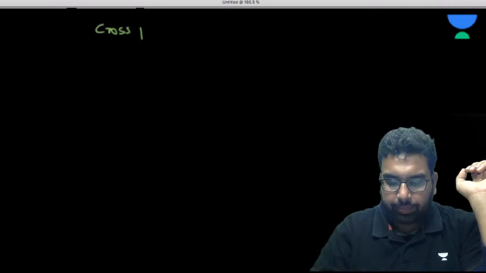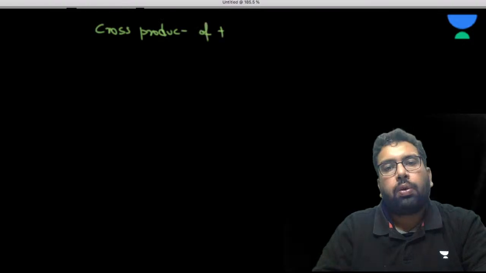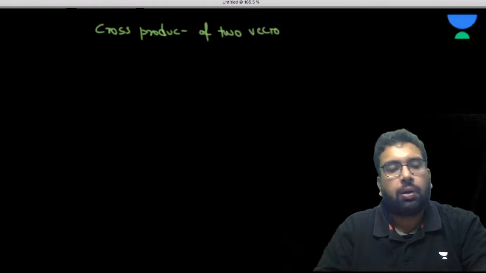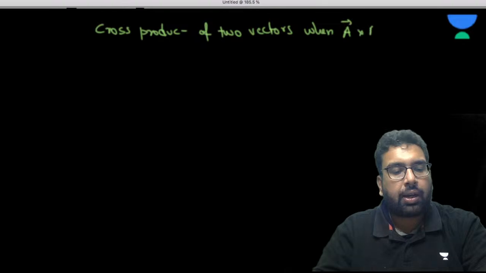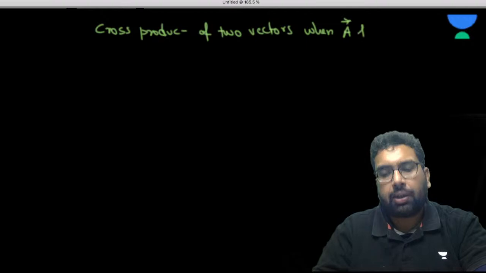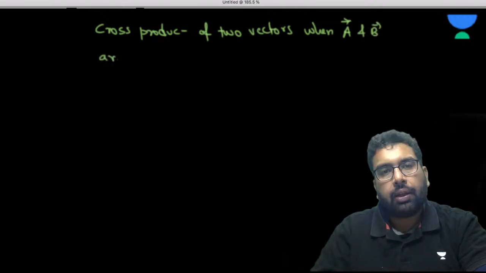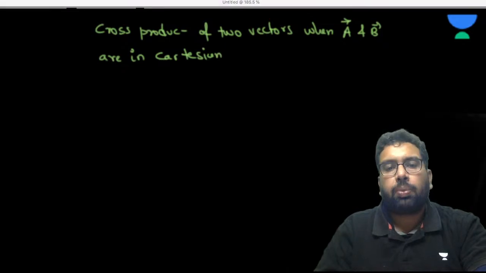Now let's use this concept in doing the cross product of two vectors. Let's do the cross product of two vectors, vector A cross vector B, when the vectors are in Cartesian form. If two vectors are given in the Cartesian form, we need to do the cross product.